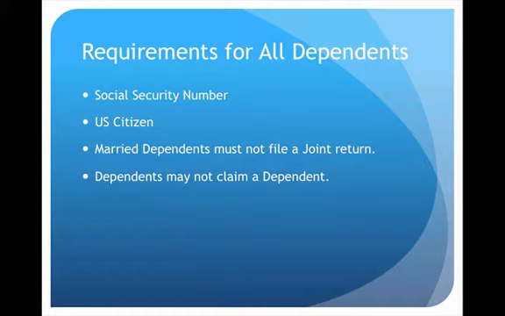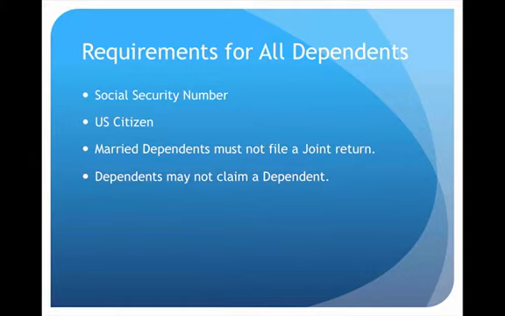They would have to file separately. And also, if this person is going to be claimed as a dependent, they can't claim anyone as a dependent when they do their tax return. So these are the overall all-encompassing requirements before we would even consider someone. So the idea is that if we fail one of these four items, then that's the end of it. We don't even proceed any further.